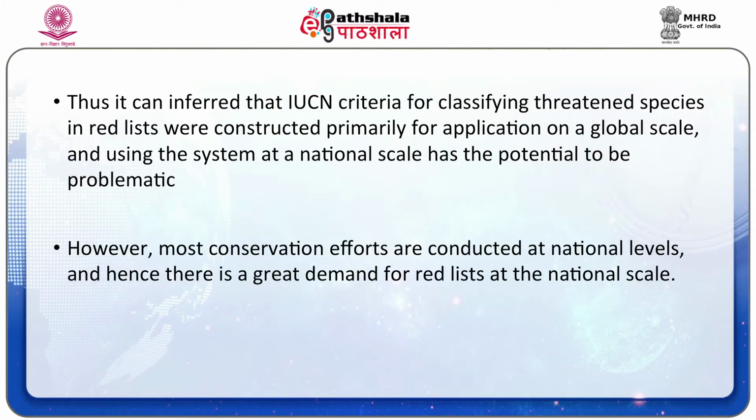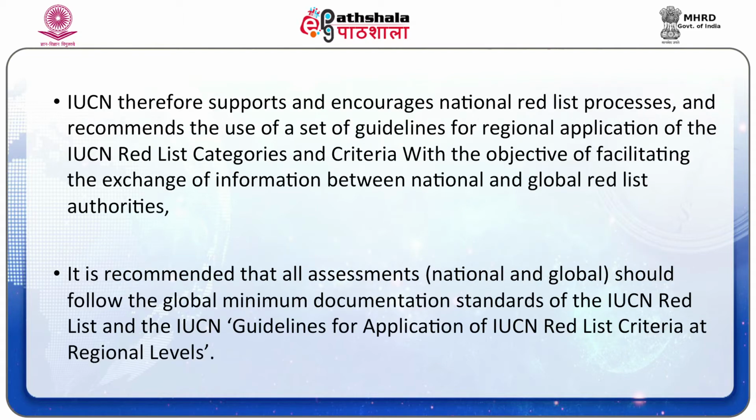Thus, it can be inferred that IUCN criteria for classifying threatened species in the Red List were constructed primarily for application on a global scale, and using the system at a national scale has the potential to be problematic. However, most conservation efforts are conducted at national levels, and hence there is a great demand for Red Lists at the national scale. IUCN therefore supports and encourages national Red List processes and recommends the use of a set of guidelines for regional application of the IUCN Red List categories and criteria, with the objective of facilitating the exchange of information between national and global Red List authorities.